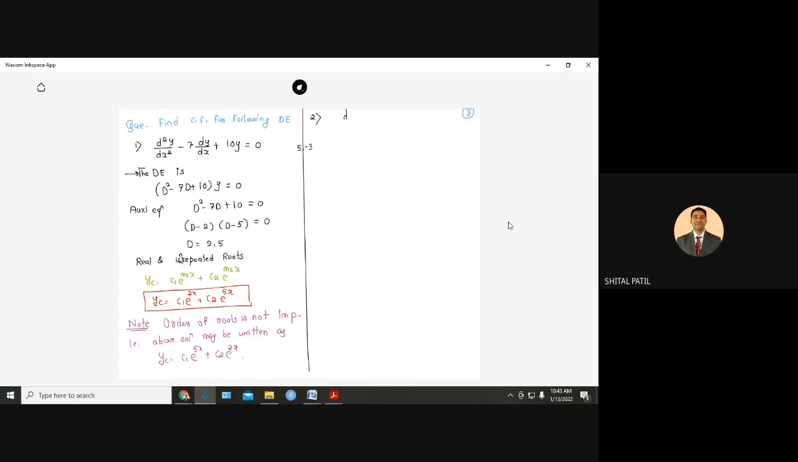D square y. Solve this. Try to solve it yourself.